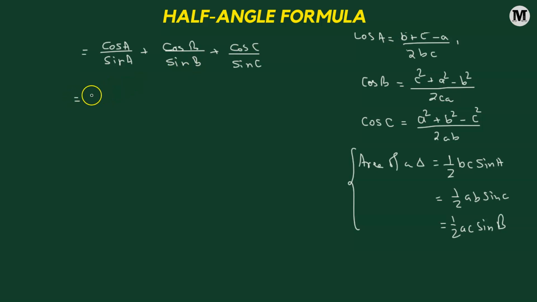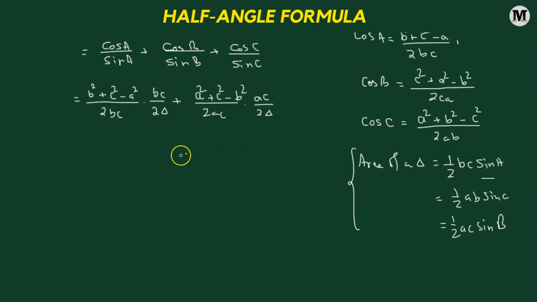So cosine of A can be expressed as (b squared plus c squared minus a squared) divided by 2bc. Now we need sine of angle A. If we use this particular formula, then sine of angle A is going to be 2 delta divided by bc, so we have bc over 2 delta. Then we need cosine of B, which is (a squared plus c squared minus b squared) divided by 2ac, over sine of angle B, which means we have ac over 2 delta.